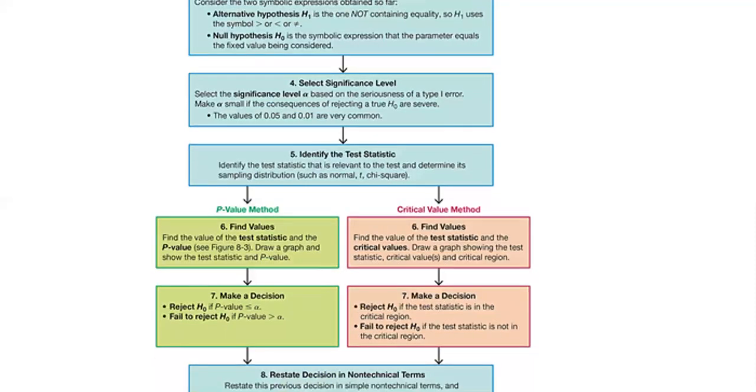Then we identify the test statistic. This also we saw a glimpse of in confidence intervals, the Z alpha over 2, the T alpha over 2. And there's also one more, chi-squared. We didn't see that, but chi-squared is used to test claims about standard deviation or variance.